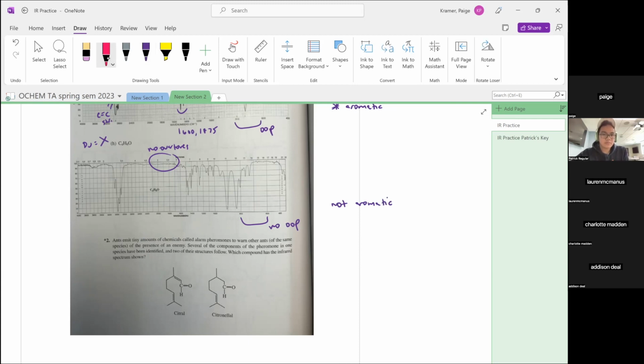And then in terms of functional group, we can use our flow chart again. Around 1720, we have no C double bonded O. So then the next thing we look for is the alcohol, no OH peak. Then the next thing we look for is the C single bonded O. We don't have that over here either.